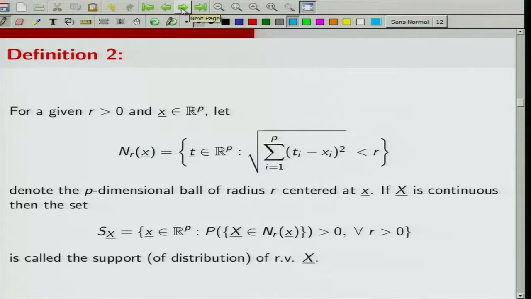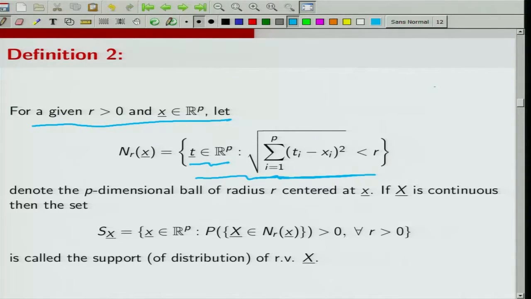Now, let me give a definition of a support of a random variable. For a given r greater than 0 and x belonging to R^p, let N_r(x), which we call a neighborhood of x or a ball of radius r centered at x, be the collection of all those t belonging to R^p such that the square root of the summation i equal to 1 to p of (t_i minus x_i) whole squared is less than r. So, this is basically a ball of radius r centered at x.